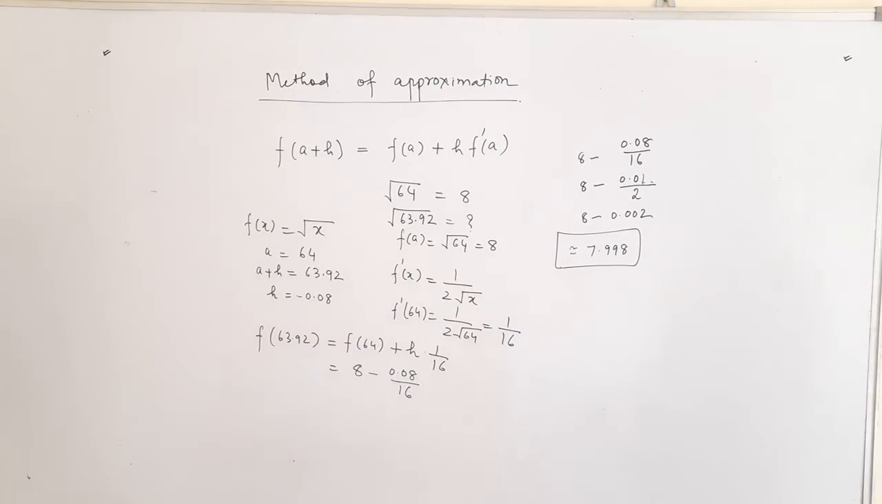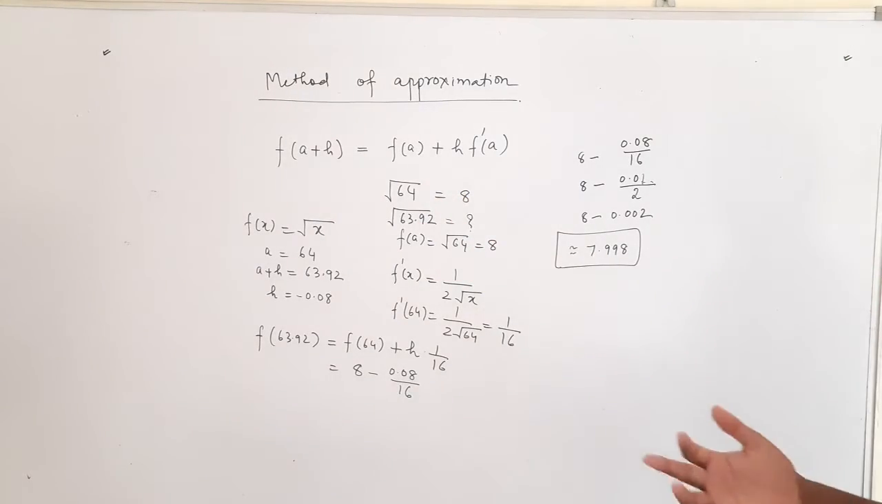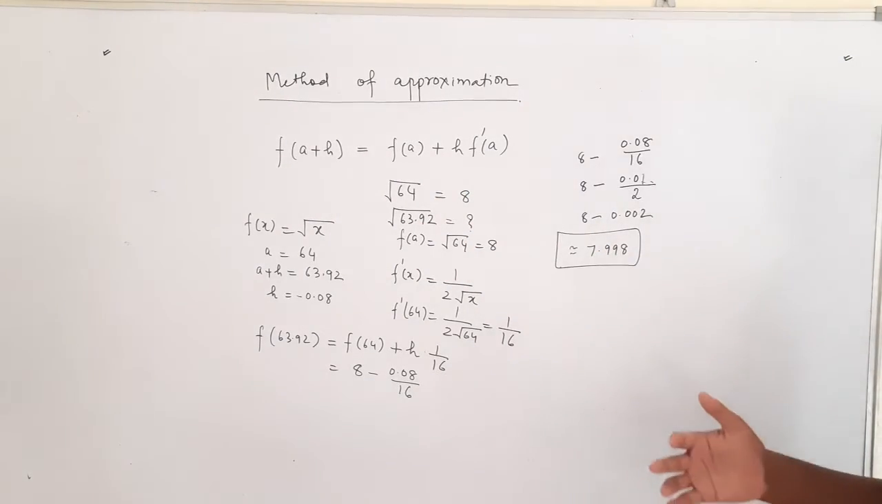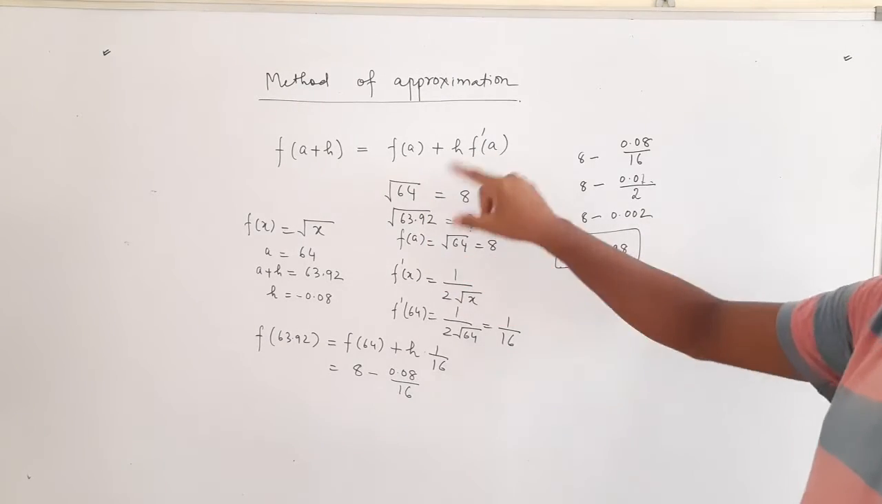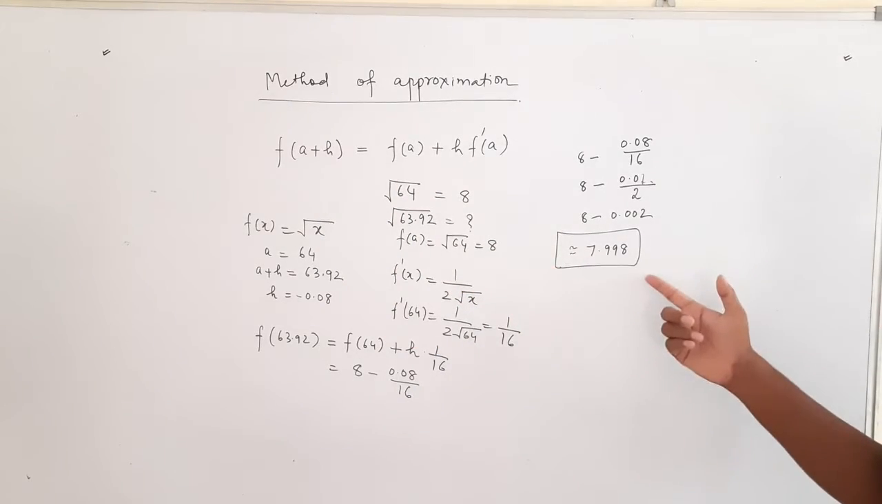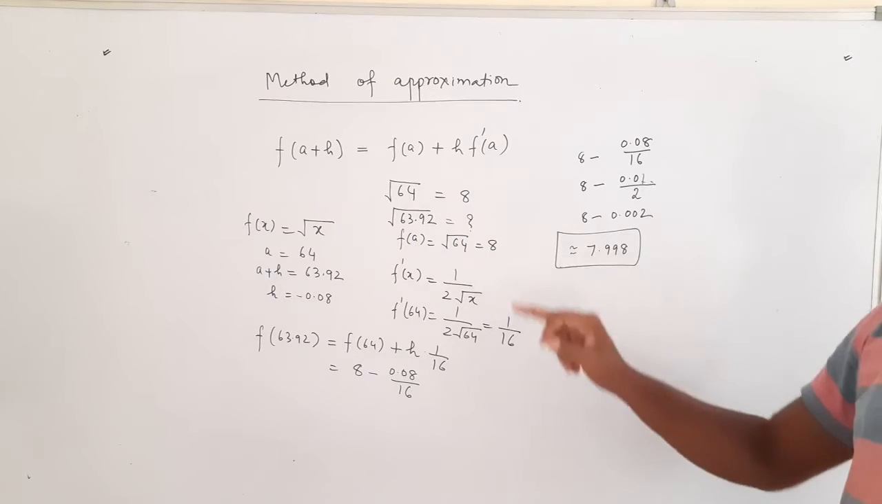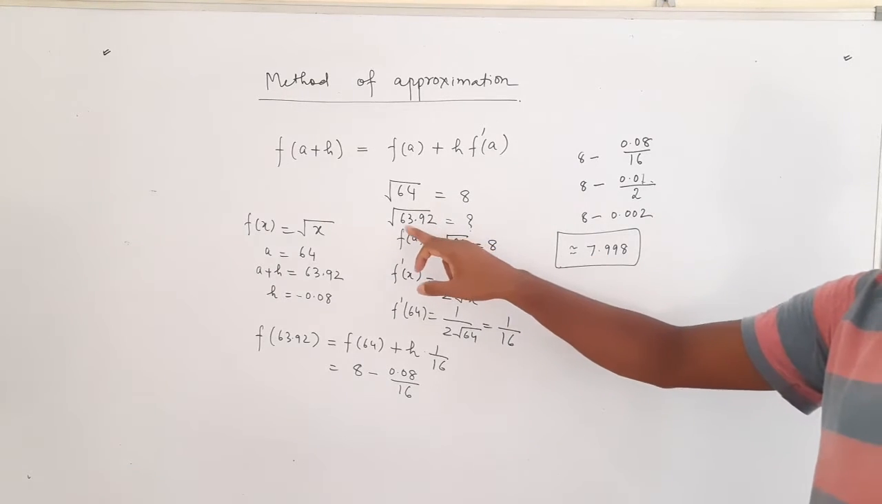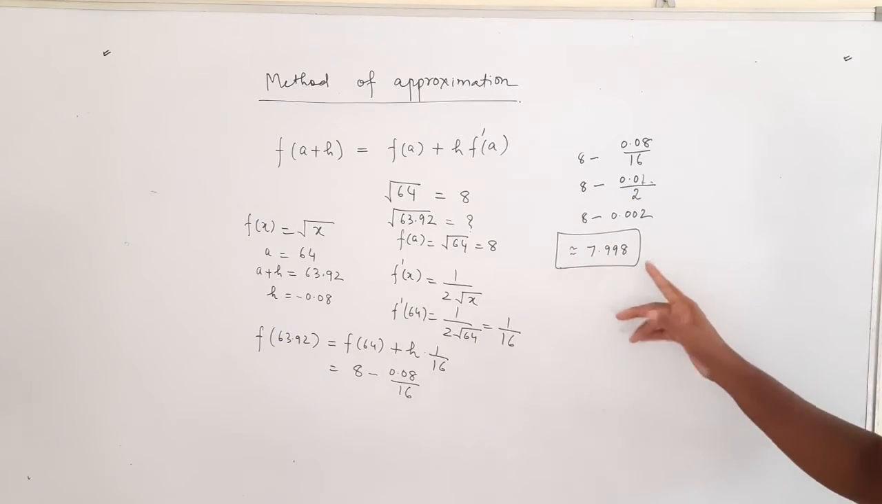So the idea goes like that. When you have to use the method of approximation, depending on the question, if you have a known value, then using the proper function and the proper substitution of the value h, you can find the approximated value. Like here in this case, we know that the square root of 64 is 8, but we tried to find the value of the square root of 63.92 using this method of approximation, and got the answer as 7.998.